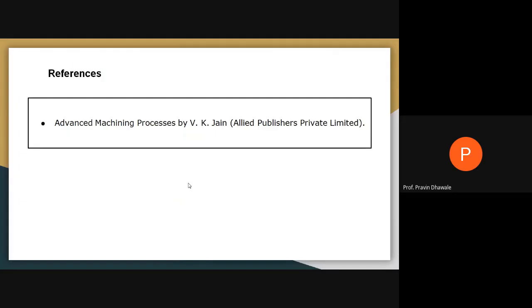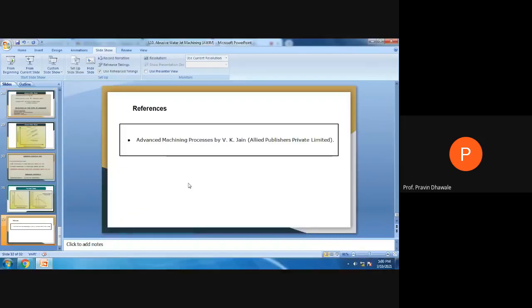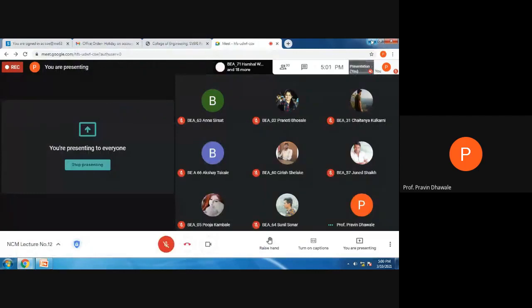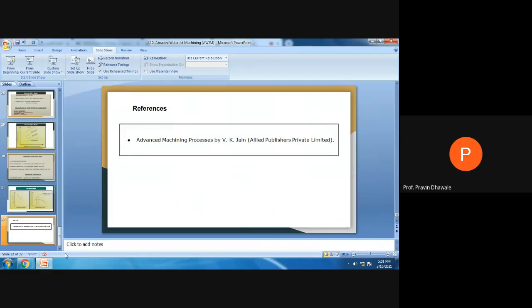So in this way, the abrasive water jet machining, that part we have covered in detail. Now we will see, is it sufficient for today's lecture, or shall we continue with the difference between abrasive water jet machining and water jet machining? Please reply.